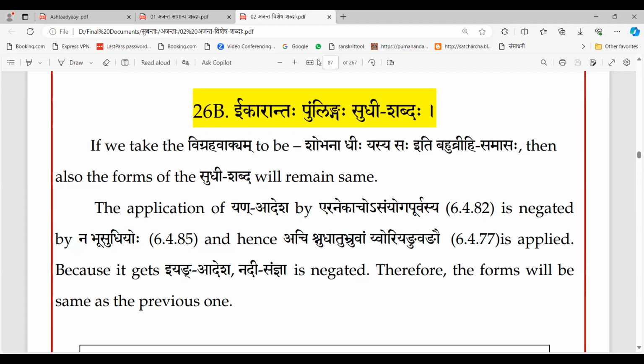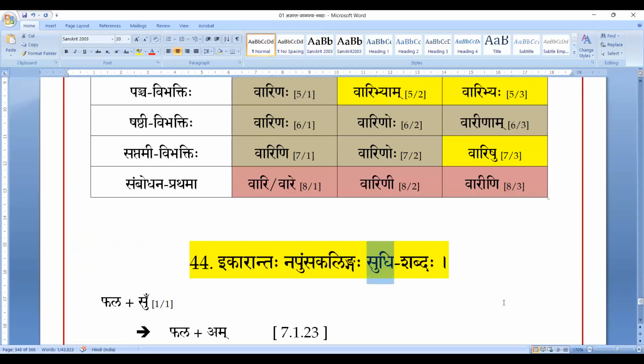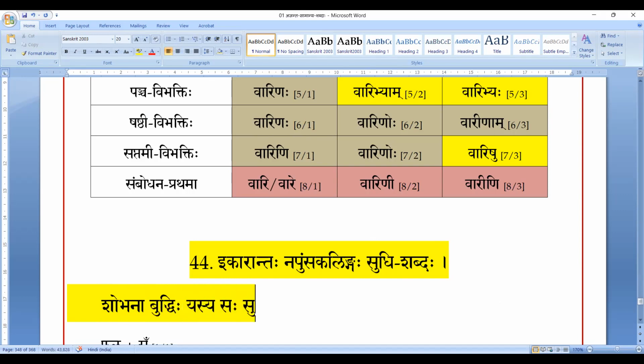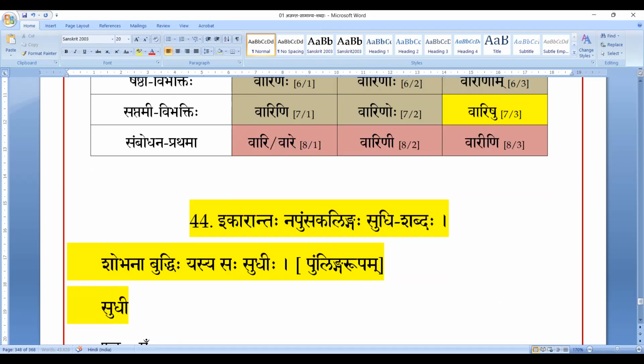Now let us see Sudhi Shabda, Napumsakalinga Shabda. Even though this is Sudhi, you can take the same Vigrahavakya from that: Shobana Buddhihi Yasya Saha is Sudhi. In Pullinga, Sudhi is Shobana Buddhihi Yasya Saha iti, Pullinga Rupam. Now, the Pratipadikam is Sudhi. By Rasvaha Napumsakasya Pratipadikasya, it becomes Sudhi, Ikaranta.